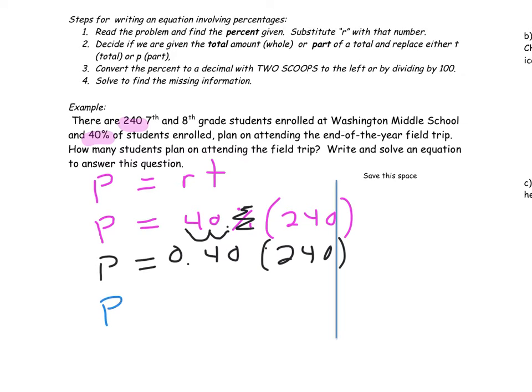So P equals 96. So let's look back and figure out what we answered. How many students plan on attending the field trip? So if I could write a little bit better, I would answer that by saying 96 students plan on attending the field trip. Let's move on to the next page.